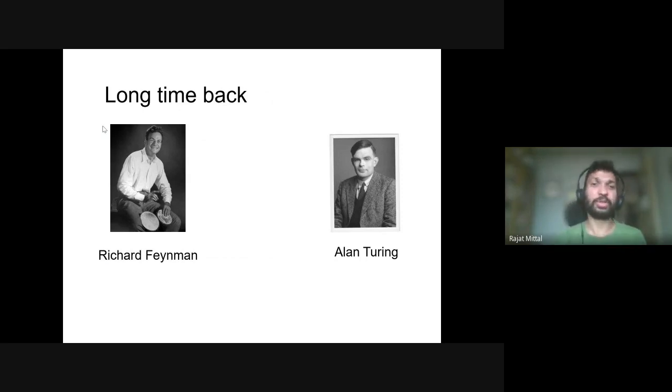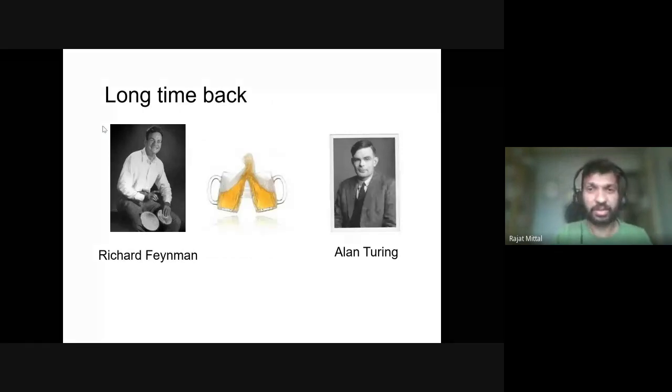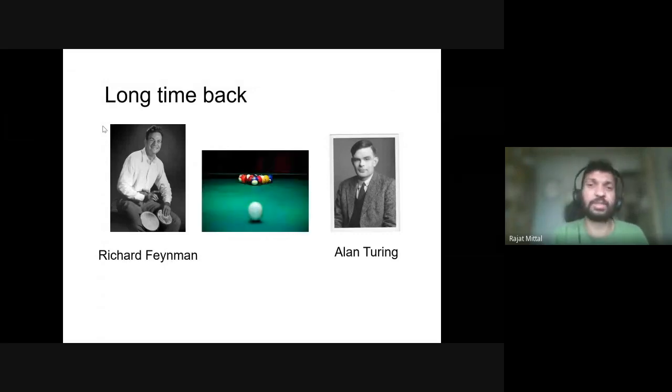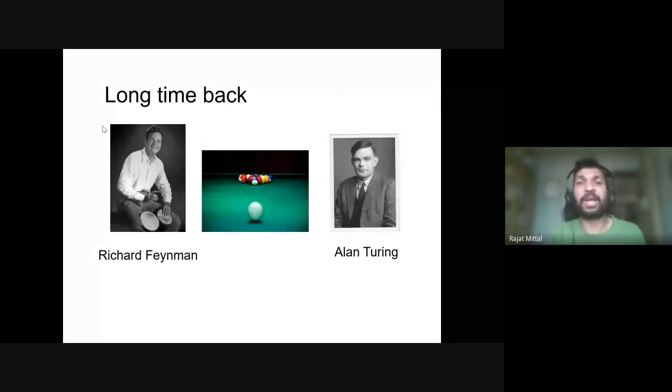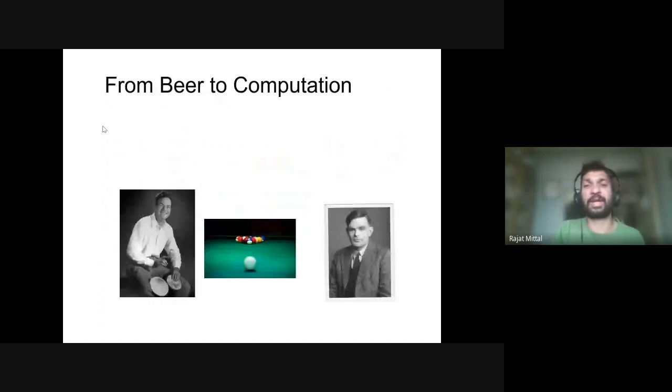So you might know these two people: Richard Feynman, one of the giants of physics, and Alan Turing, giant of computing. And let's say that they were at a bar having beer together. They were enjoying their time. They started playing billiards. There is a billiards table in the bar. But even though they were having fun, they are nerds. One is a physicist, one is a computer scientist. They have to come back and talk about academics. So they start talking about computation.